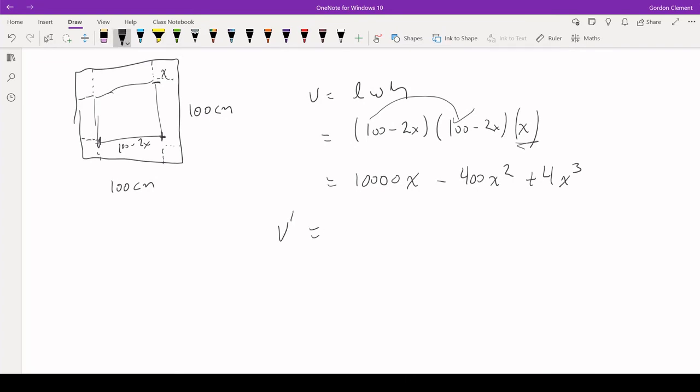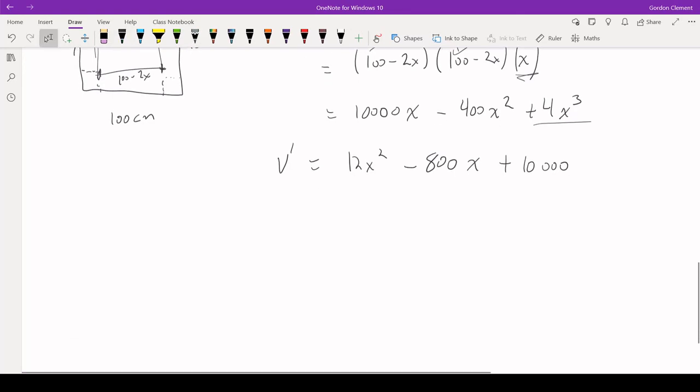The derivative of that is going to be, and I'm going to write them in the right order, so I'm going to start this way, 12x squared minus 800x, and then plus 10,000, something like that. And we just need to find that thing. It's a parabola. It exists everywhere. We just need to find where it's 0. So let's see what we get.